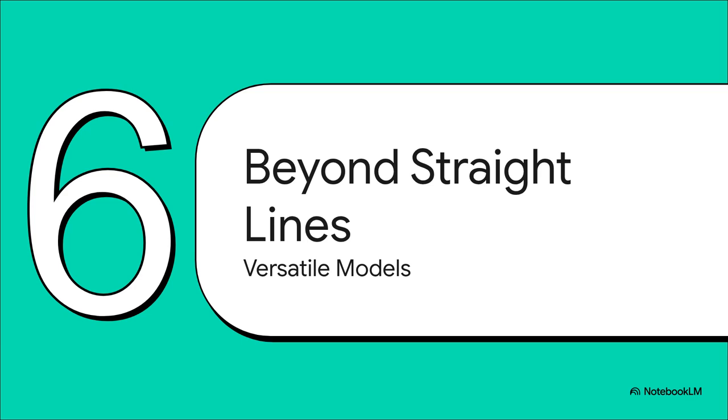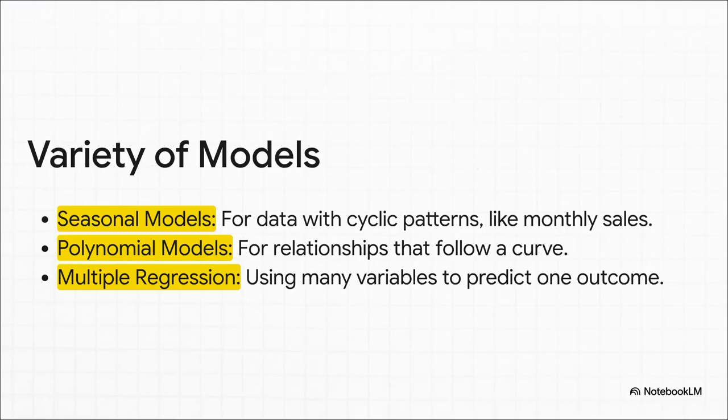Okay, last section here, beyond the straight line. So far, we've only talked about a simple straight line. But I want you to know that regression is this incredibly flexible, powerful tool that can handle way more complex stuff. I mean, what if your data has cycles, like ice cream sales that always spike in the summer? There's a regression model for that. What if the relationship isn't a straight line but more of a curve? Yep, there's a model for that too, called a polynomial model.